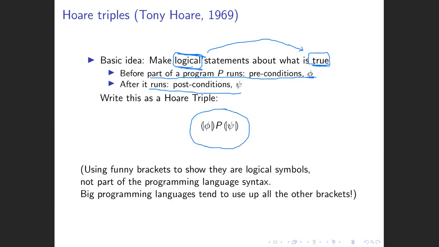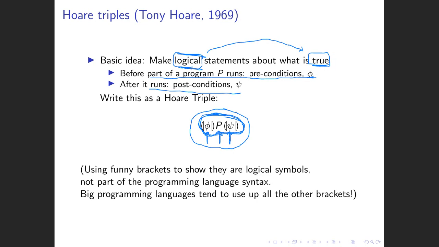So precondition, a bunch of stuff is true. You run your program, P, something else is true at the end. And this whole thing is a fact. It's a logical fact that we are going to try to prove or disprove. Okay, so think of this as, as with the MIU system and the lambda calculus and everything. This whole thing is a string, okay, including these funny looking brackets.